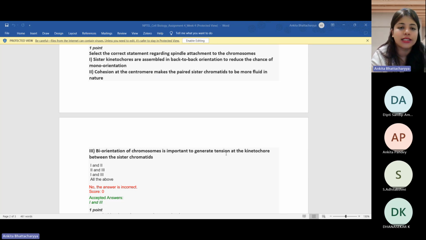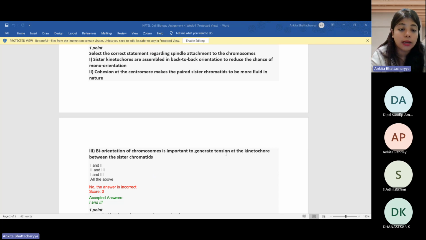Second, cohesion at the centromere makes the paired sister chromatids more fluid in nature. No. Cohesion actually keeps these two intact, makes them less fluid and in fact more rigid, which induces more tension at the centromere, which allows the attached microtubules to pull them apart in opposite directions. So there is some biomechanics at play in order to execute this process of sister chromatid movement or microtubule flux that executes the separation between the two sister chromatids.